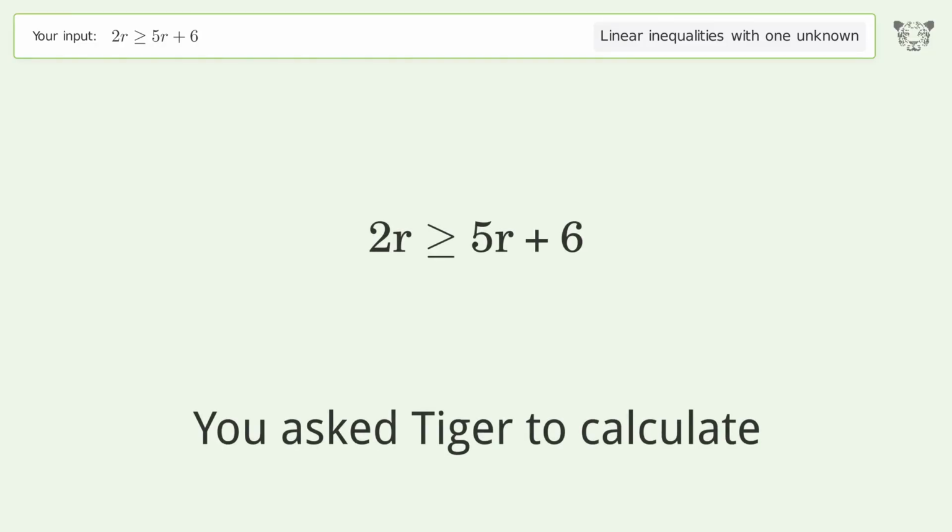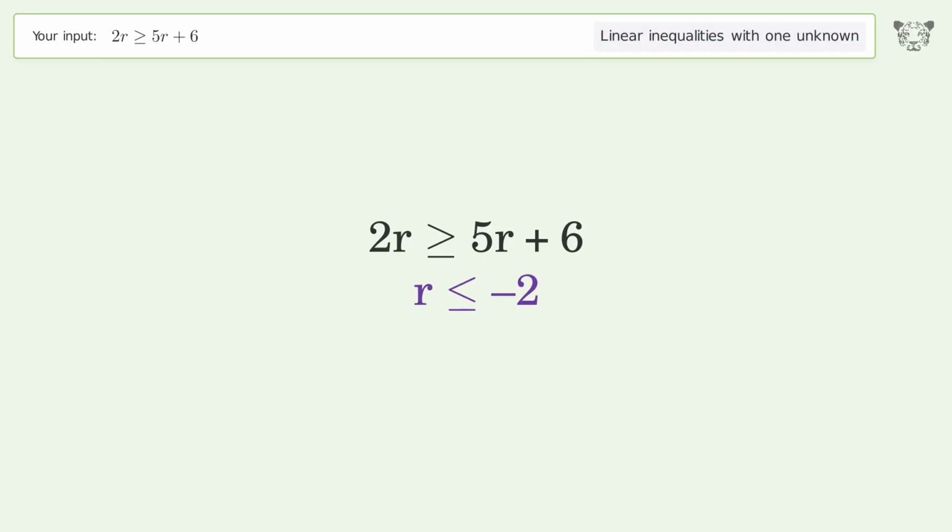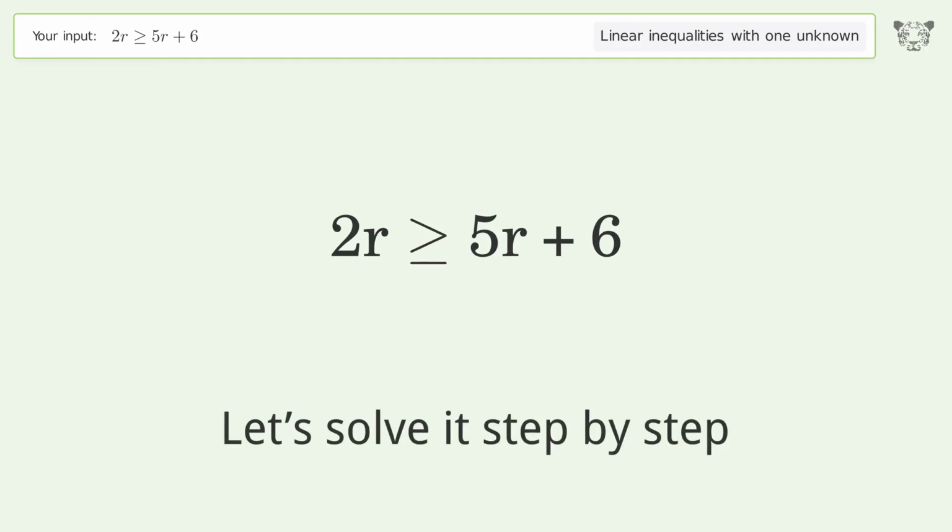You ask Tiger to calculate. This deals with linear inequalities with one unknown. The final result is r equal or smaller than -2. Let's solve it step by step.